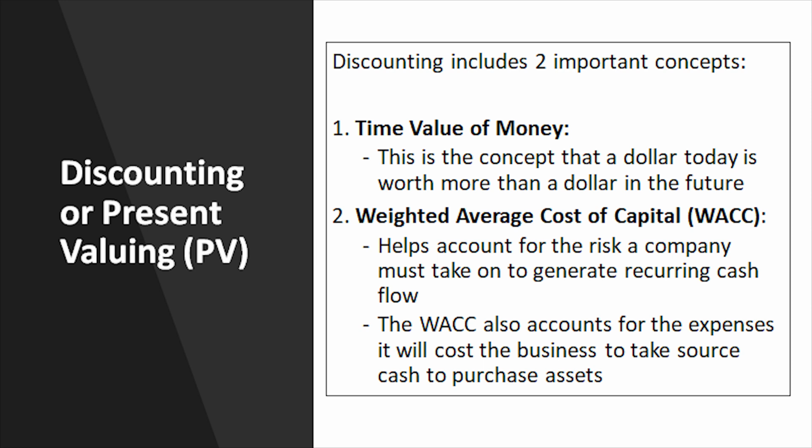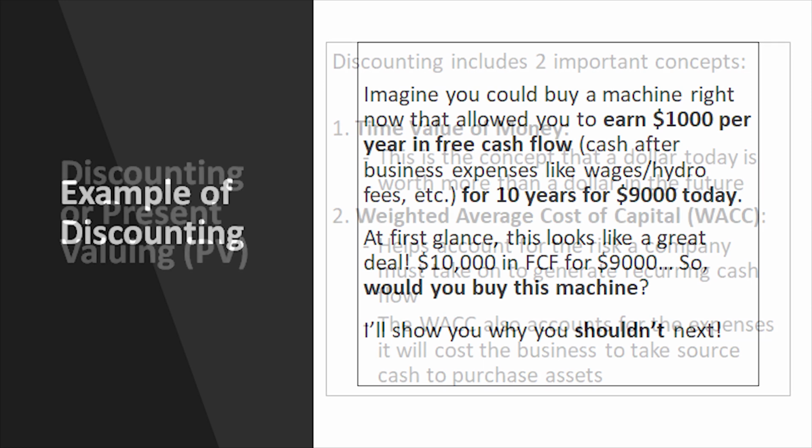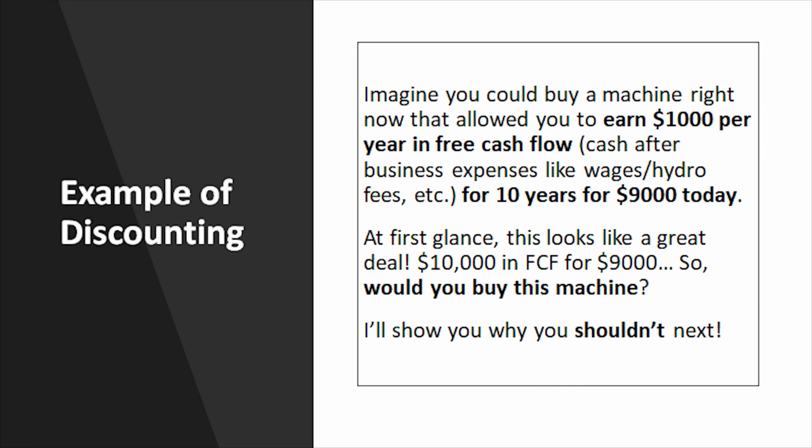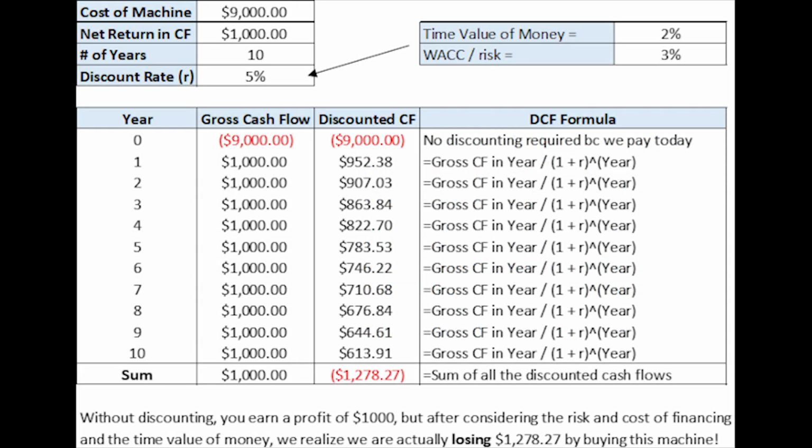For now, let's look at an example of discounting in action. If you could buy a machine that allowed you to earn $1,000 per year in free cash flow for 10 years, but it costs you $9,000 today, should you immediately agree to buy this machine? At first glance, this may seem like a great deal as you get $10,000 for $9,000. But is this really a good deal? As you can see, if we assume a 5% discount rate, then buying this machine actually causes us to lose money.